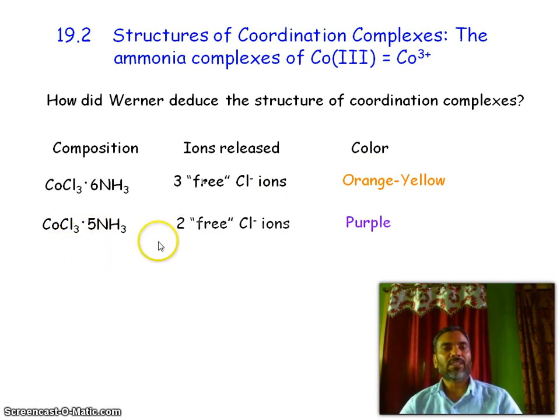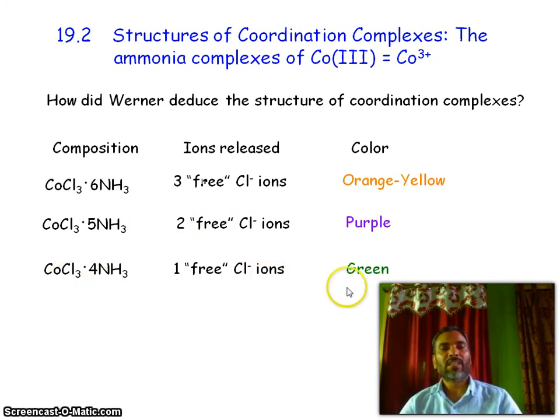CoCl3·5NH3: 2 free Cl minus, purple color. CoCl3·4NH3: 1 free Cl minus, green color. Here free means it is not bonded to the metal. CoCl3·3NH3: 0 free Cl minus, and green color.